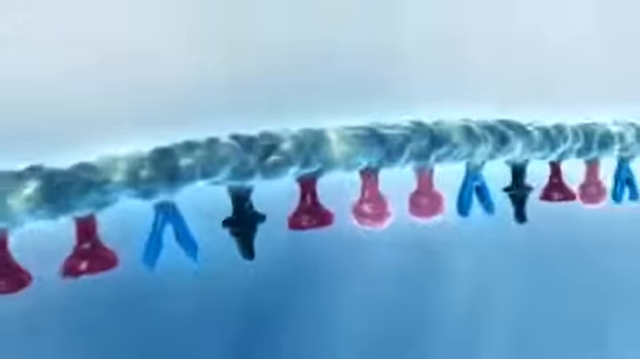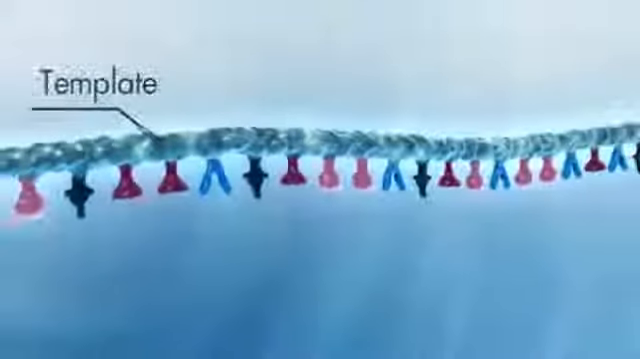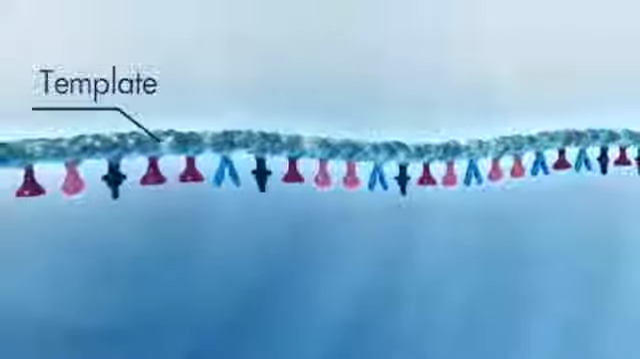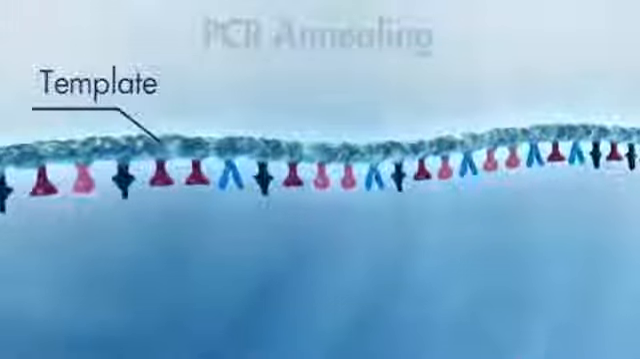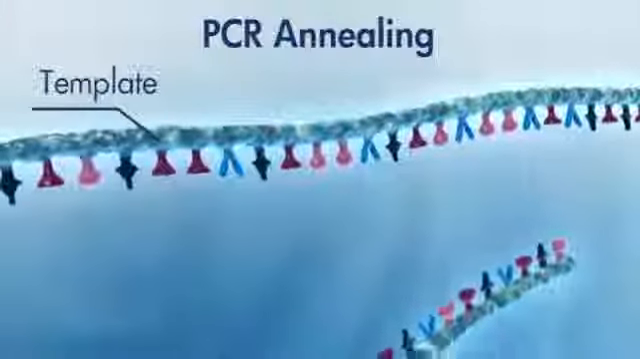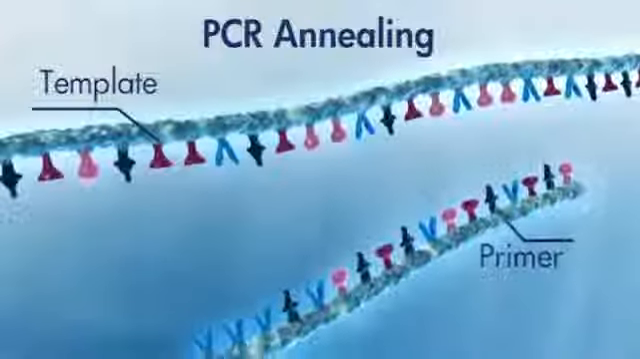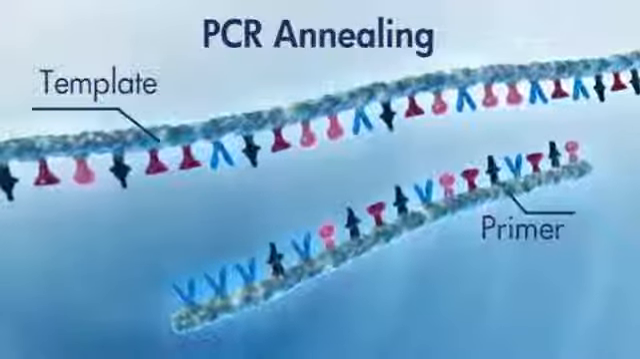At the start of the PCR cycle, increasing temperature leads to the denaturation of the DNA template, causing it to become single-stranded. A temperature decrease allows primers to start annealing to the single-stranded DNA template.